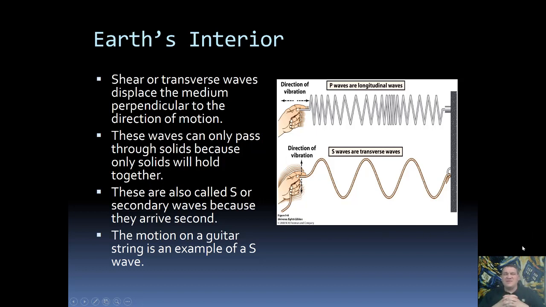Now this type of wave is only able to travel through a solid. Only a solid has a strong connection so that as one part goes up, it's able to drag the next part up with it. Now these are known as secondary waves because they are the second one to arrive after an earthquake. So they're also referred to as S. So notice S, secondary, shear, only go through solids. Now the motion of a guitar string or anything like that is going to be an S-type wave.